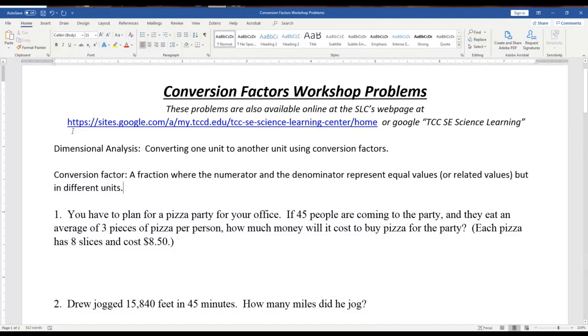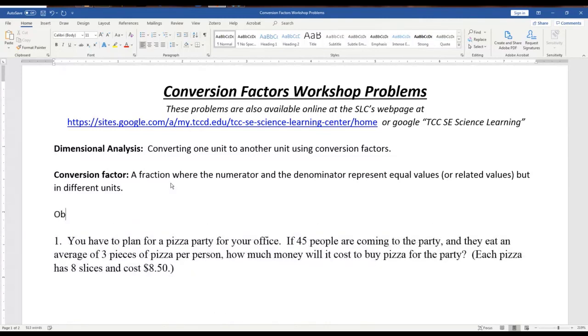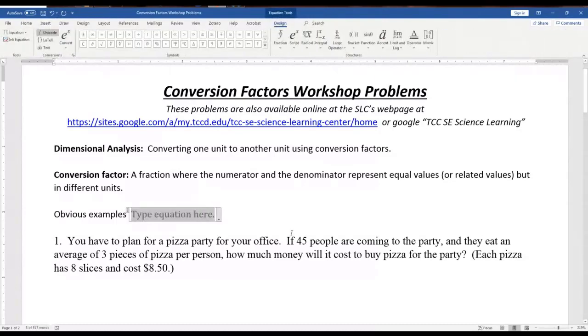So what are some examples of this? Well, there's some obvious examples of this, and there's not so obvious examples of this. So let's start with the obvious examples of conversion factors. I'll go ahead and insert an equation here. Actually, I'll put in several of these.